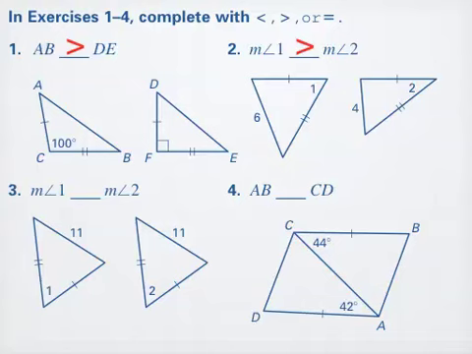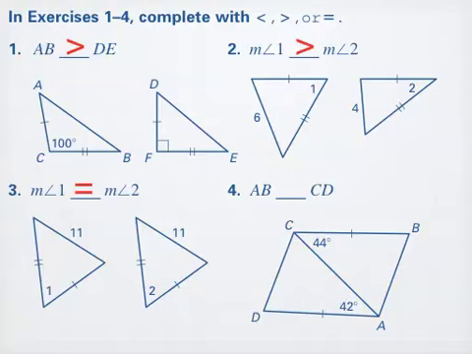If you look at number 3, again we're given two congruent sides. Angle 1 and angle 2 are included between those two congruent sides in the two triangles that were given. And notice angle 1 is opposite a side that measures 11, and angle 2 is opposite a side that measures 11. Because angle 1 and angle 2 are opposite of two sides that are equal, that means that the angles are equal.